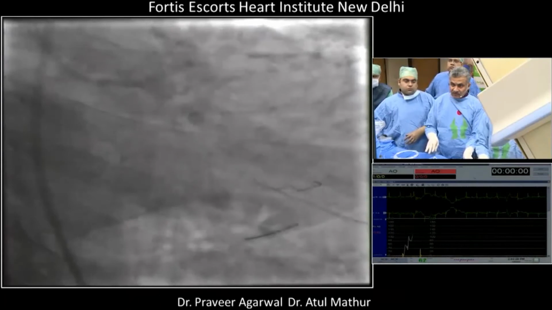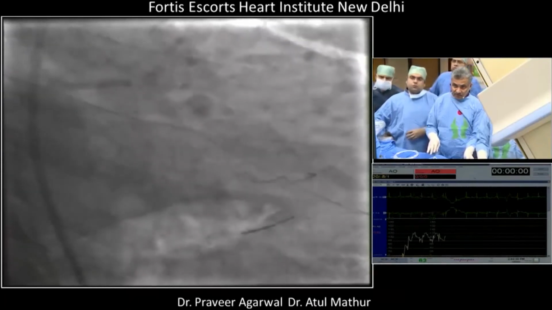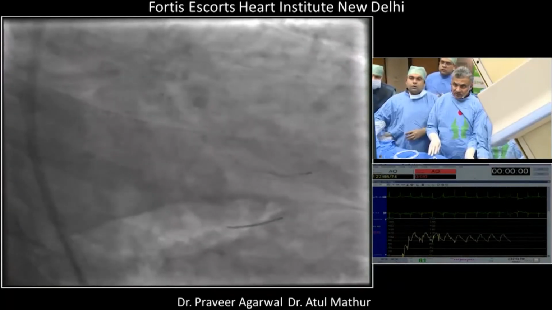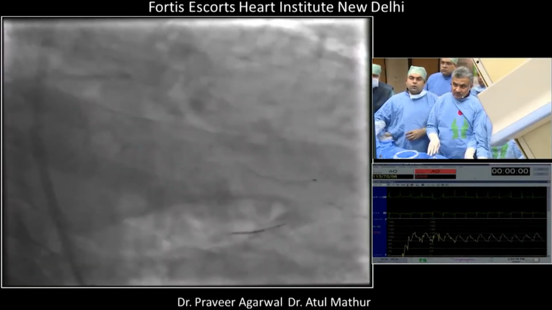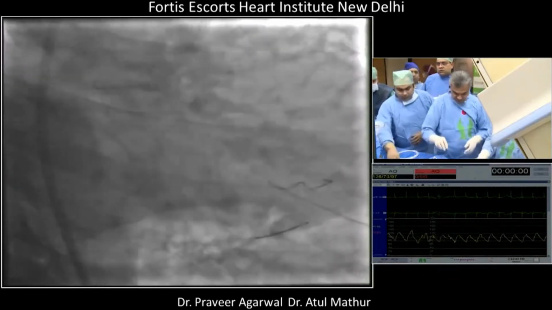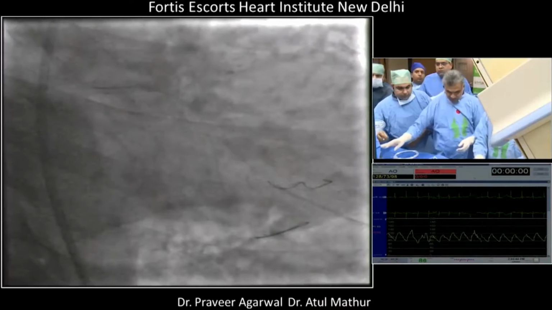Even a smaller POT balloon maybe would not help. Maybe a compliant balloon? No, not a compliant balloon. Or we have gone through a strut, you know. So do the POT and then we'll rewire it again. Okay, let us POT first.